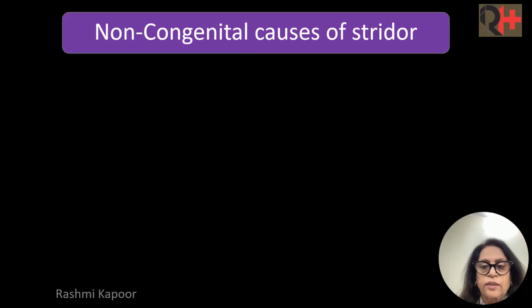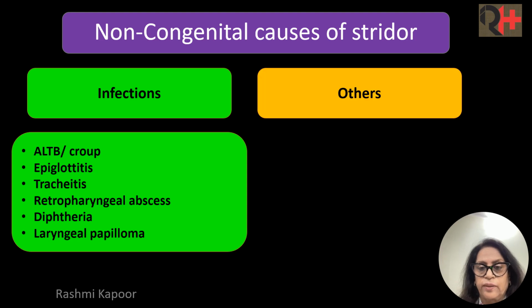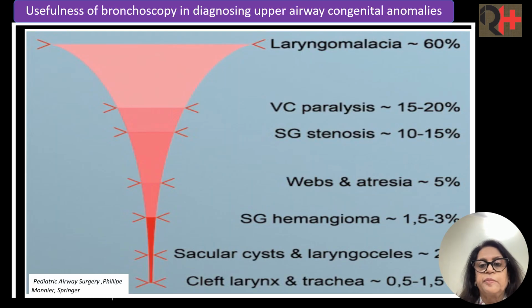So, the non-congenital causes of stridor are infections like ALTB, croup, epiglottitis, tracheitis, retropharyngeal abscess, diphtheria, and laryngeal papilloma, and others are laryngeal trauma, anaphylaxis, foreign body, caustic burns, and vocal cord dysfunction. So, in this talk, I will be just dealing with congenital anomalies.